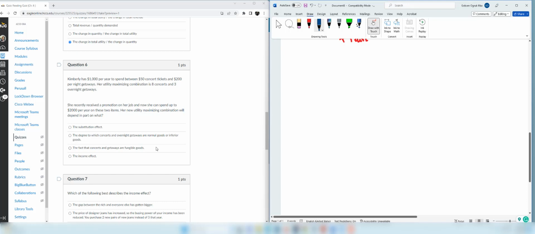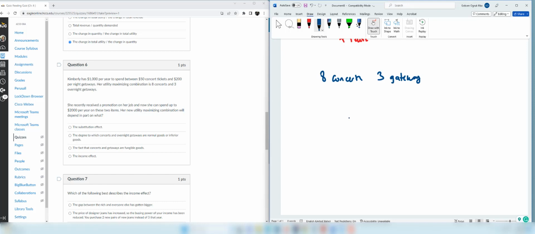Question 6. Kimberly has $1,000 per year to spend between $50 concert tickets and $200 per night getaways. Her utility maximizing combination is 8 concerts and 3 getaways. She recently received a promotion on her job and now she can spend up to $2,000 per year on these 2 items. Her new utility maximizing combination will depend in part on what?